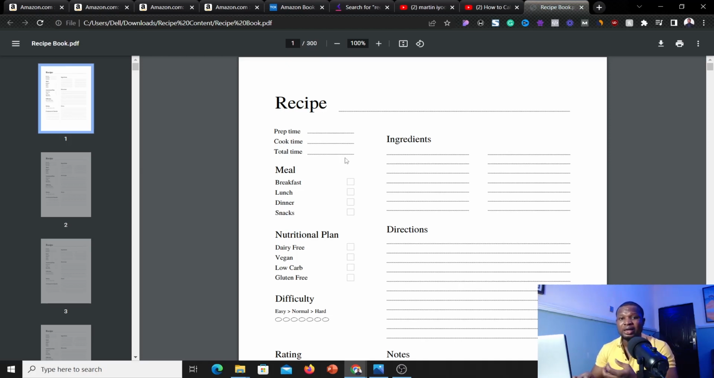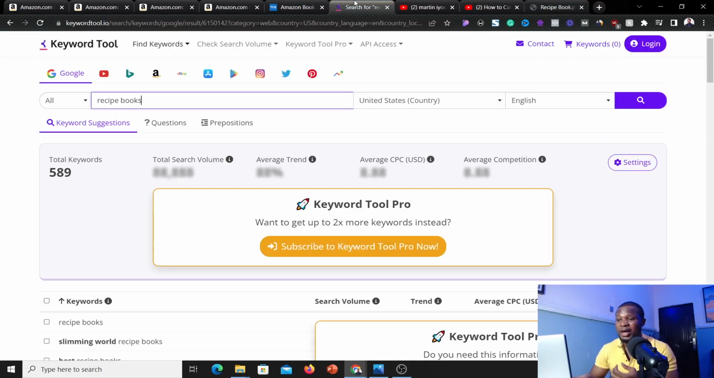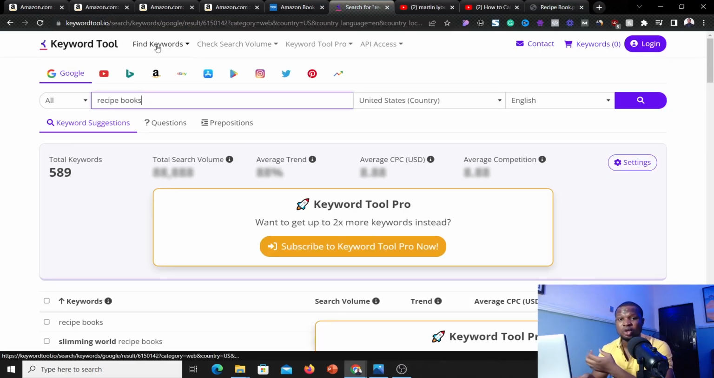So here is how you can find ideas similar to the books, or that fall under the same category as the books you have created, and create them and start making more money from Amazon. You can go to this tool known as keywordtool.io, which we use in finding keyword ideas that people are searching for, right?